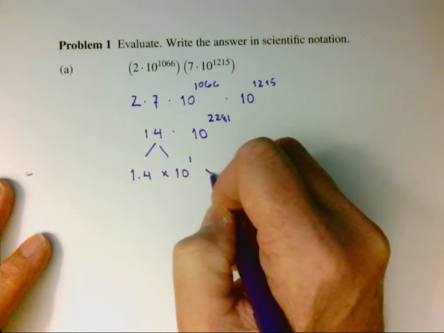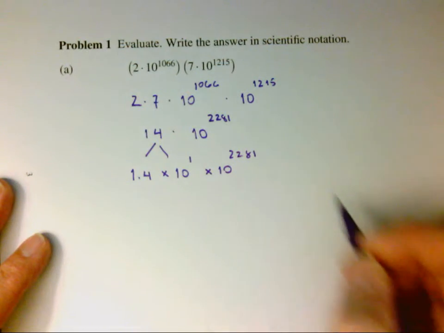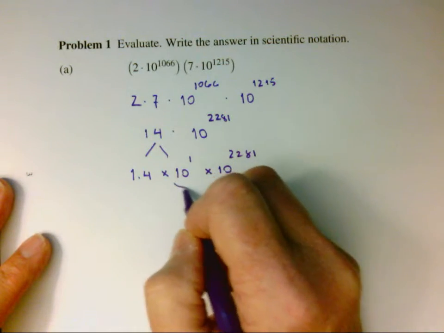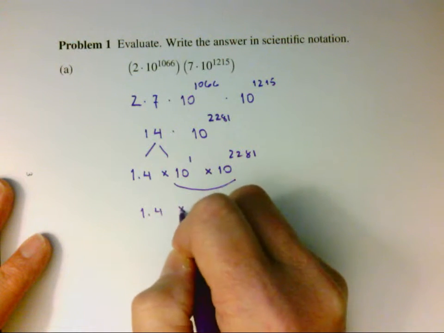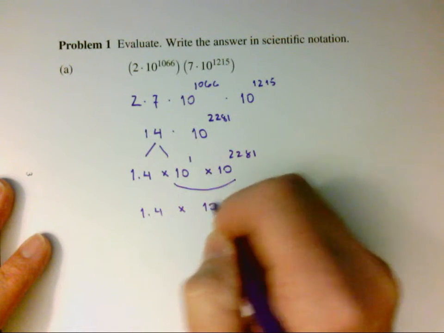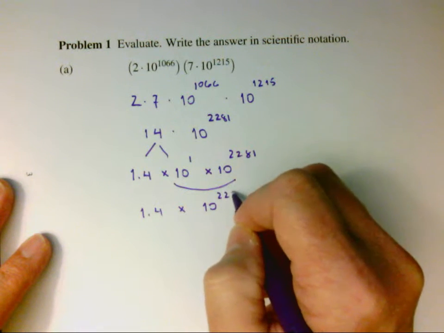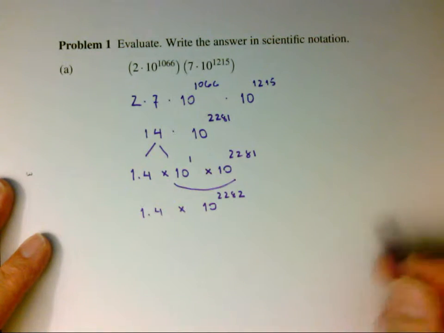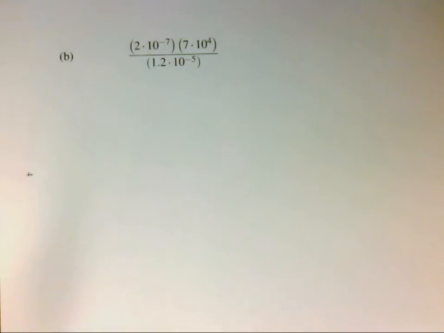And we're multiplying that times 10 to the 2281. So now we simply combine the powers of 10. 1.4 times 10, multiplying powers of 10, we add them, we get 2282. So the exponents are really a way of keeping track there. They're accounting for how many powers of 10 you're multiplying by here.